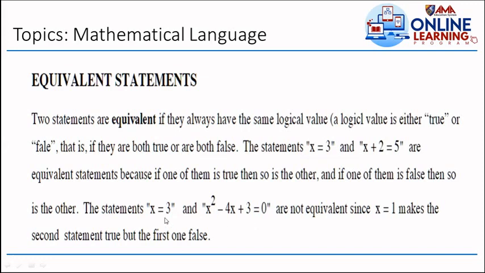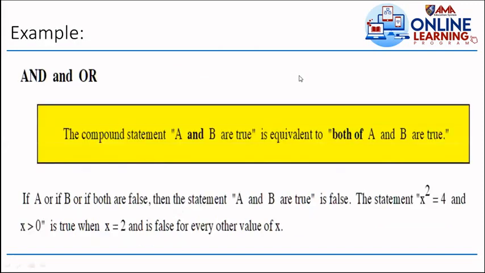Because if we substitute x equal to 3 in our statement 2, they are not equal to 0. So yun po yung ibig sabihin ng equivalent statement. Both statement A and B are true or both statement A and B are false. Okay, so ganun lang po, no? Yan po yung ibig sabihin ng mathematical language for equivalent statement. Okay? Next, we have your AND and an OR statement.